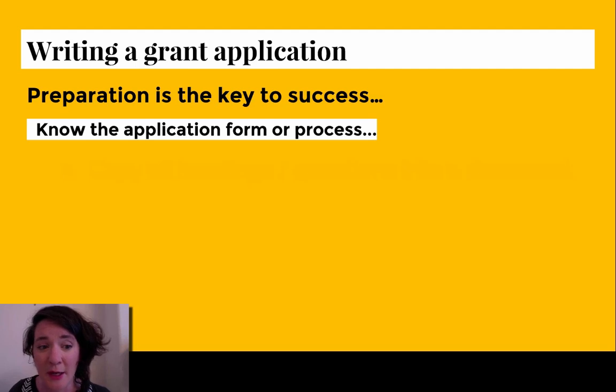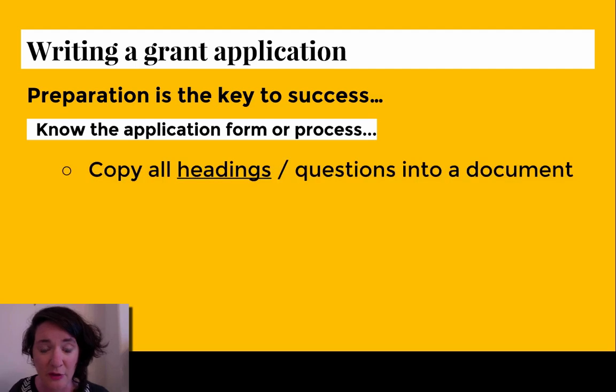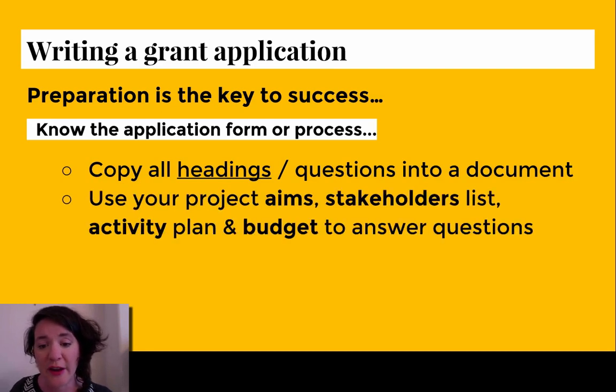In a similar way, find out as much as you can about the application form or the process at this stage. Copy all of the headings or the questions from that application form into a separate document. Use your project aims, your stakeholders list, your activity plan, and your budget to answer the questions that they're asking. Remember, you have to stick to the word limits in a lot of the forms, but first of all, write it all out and edit it back down so that you've got all of that information in there, and then you can edit through to see which is the most important for that application.